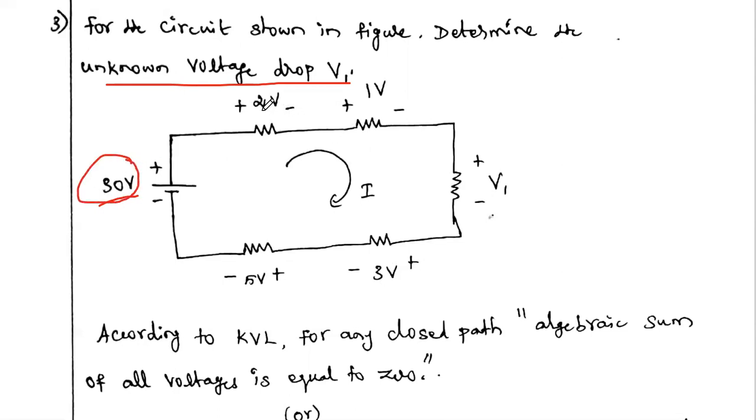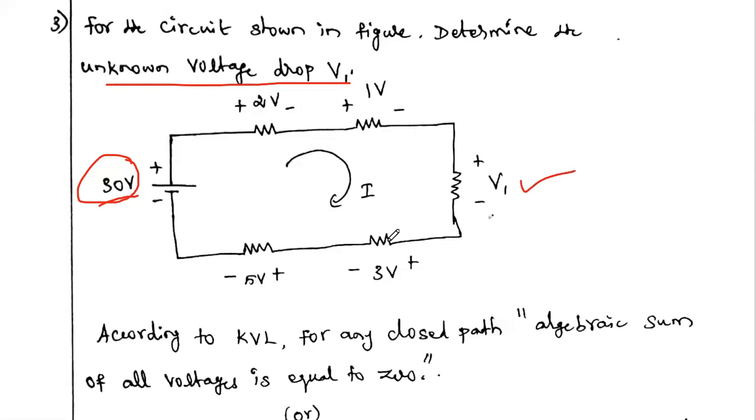In the diagram, across the first resistor is 2 volts, marked with plus and minus polarity. Similarly, the voltage across the second resistor is 1 volt, and the voltage across the third resistor is given as V1. This is the unknown. Our aim is to find the value of V1.